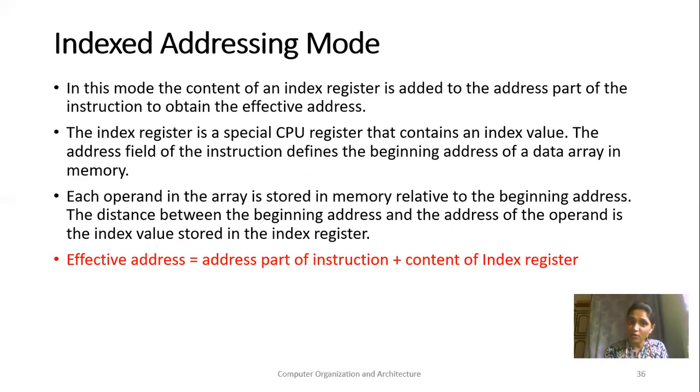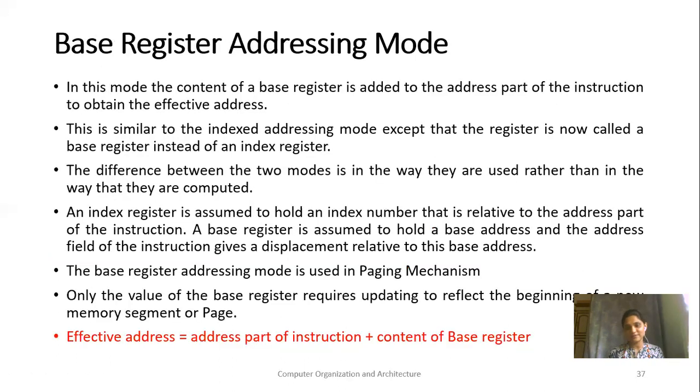Similarly, you can also use the base register addressing mode. In this, you find the effective address by using the address part of the instruction plus the content of the base register. But here there is a slight difference. In both of these addressing modes you are calculating the address by adding a register's contents, that is okay, but both have different purposes. What is the difference between these two modes?